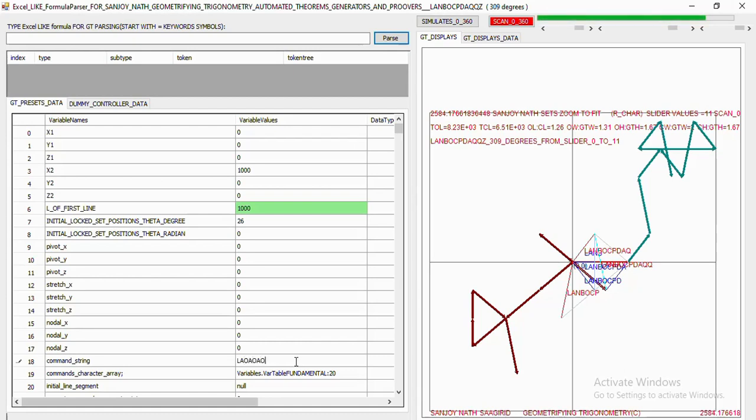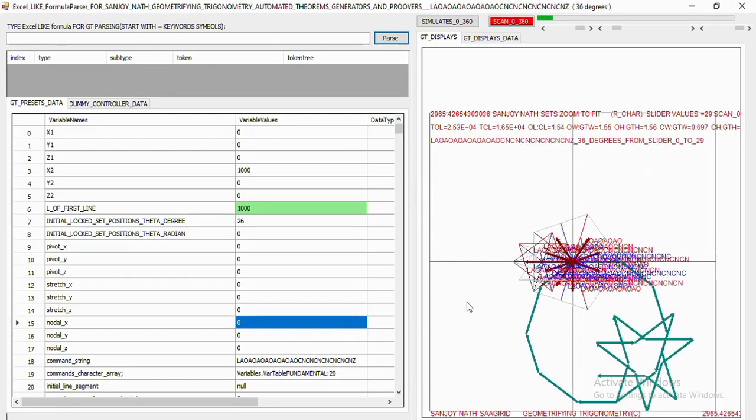AO, AO, AO, CN, CN, CN. This has a value of 1 because the final output line segment will have the same length as the initial line segment, because A, B, C, D are cos theta, and N, O, P, Q are sec theta. A into O means cos theta into sec theta, again multiplied with cos theta, again multiplied with sec theta, again multiplied with cos theta, again multiplied with sec theta. In that way C is also cos theta, N is sec theta.